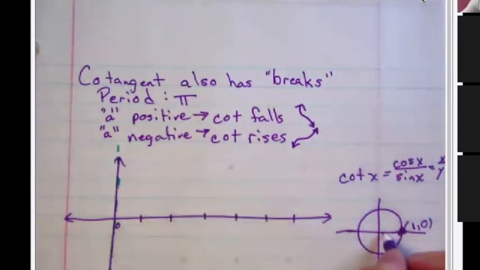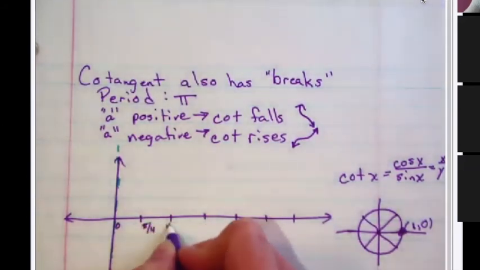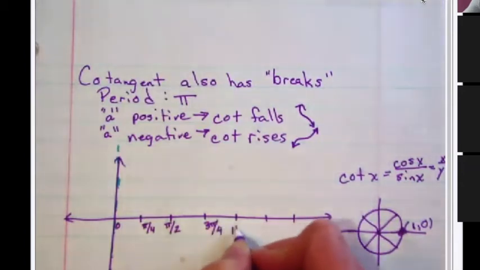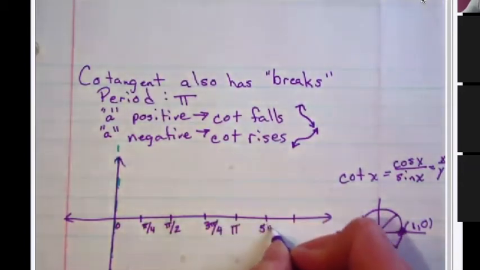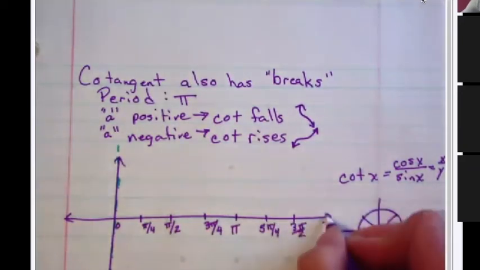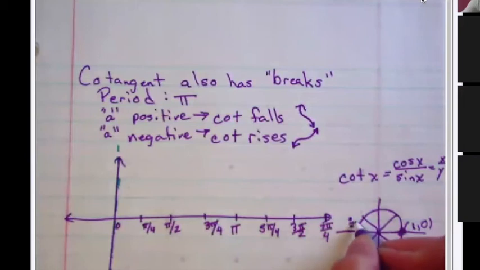So let's move on around. We're going to count by 45 degrees again this time. So we're going to do pi over 4, pi over 2, 3 pi over 4, and pi, then 5 pi over 4, 3 pi over 2, 7 pi over 4, and then out here we would have 2 pi. We're going to keep it going.